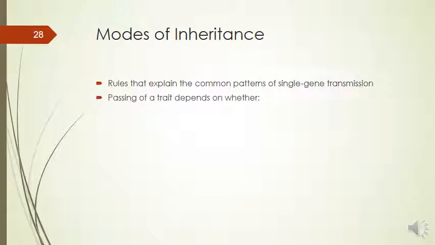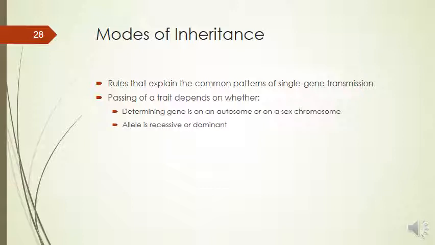If we look at modes of inheritance, there are rules that explain the common patterns of single gene transmission, and the passing of a trait depends on whether the gene is on an autosome or on a sex chromosome, and whether or not the allele is recessive or dominant. And autosomal inheritance can be dominant or it can be recessive.